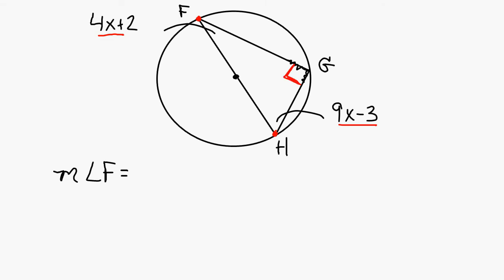So your math becomes: your 4x plus your 9x is 13x. Your positive 2 plus your negative 3 is negative 1, equals 90.